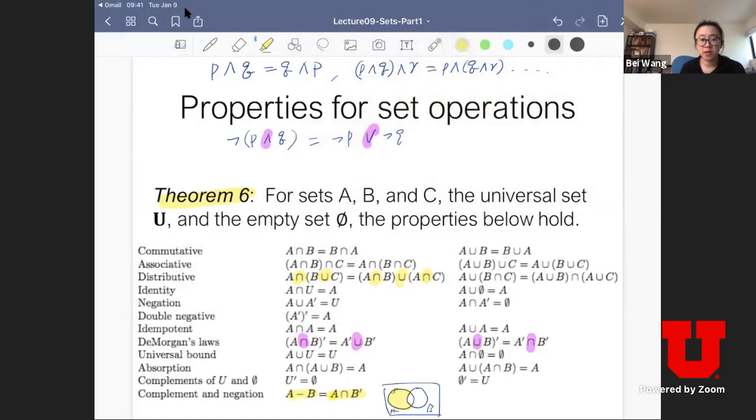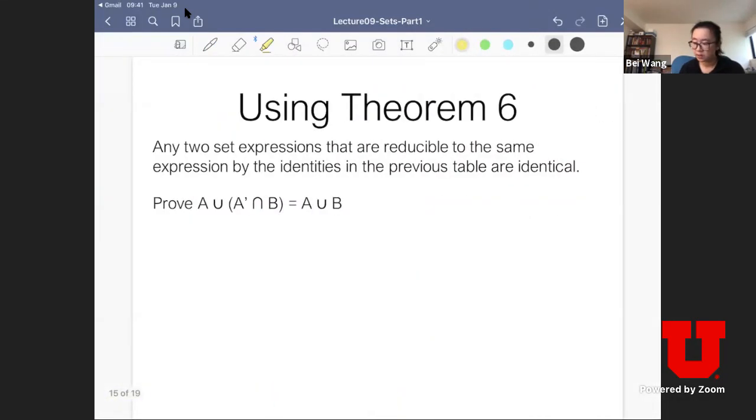So now we want to use theorem 6 to prove some equalities. Okay, so this is what you need to do.